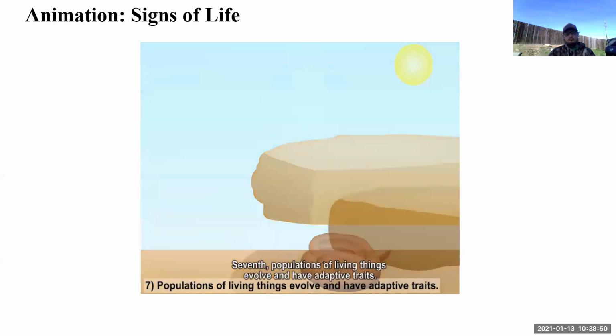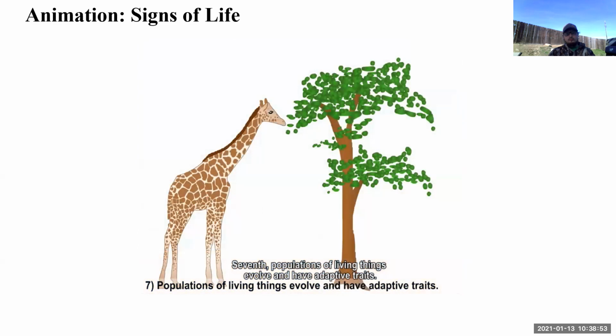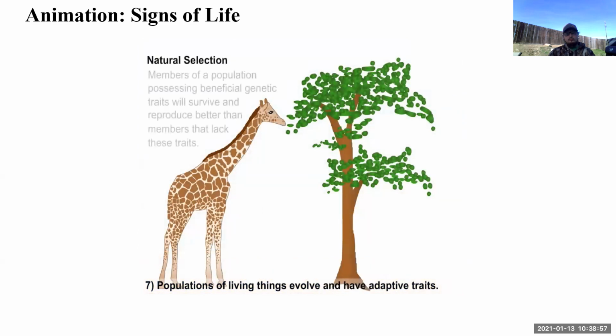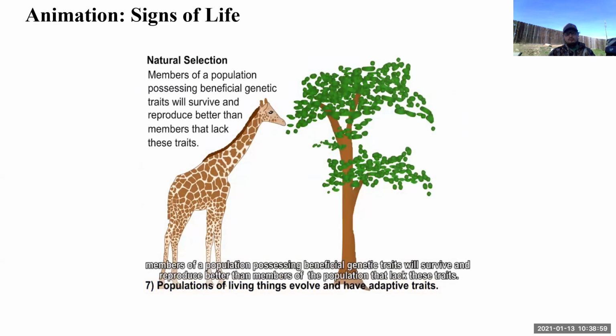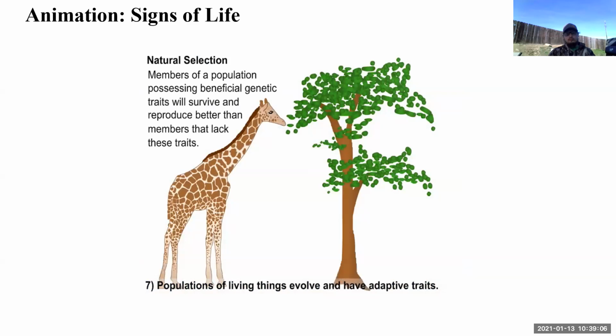Seventh, populations of living things evolve and have adaptive traits. In a process called natural selection, members of a population possessing beneficial genetic traits will survive and reproduce better than members of the population that lack these traits.